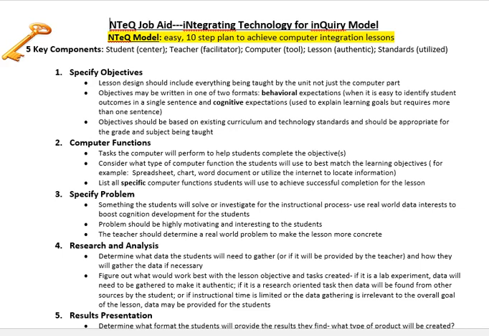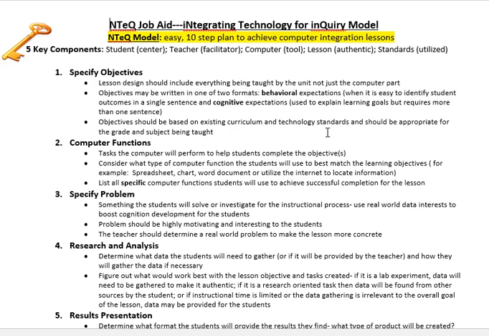So the first step is to specify your objectives. Your lesson design should include everything being taught by the unit, not just the computer part. The next bulleted information: objectives may be written in one of 2 different formats. Behavioral expectations, that's where it's easy to identify student outcomes in a single sentence, or you can use cognitive expectations. That's where you're explaining the learning goals, but you require more than one sentence. Most of us probably use behavioral. Objectives should be based on existing curriculum and technology standards, and should be appropriate for the grade and subject being taught.